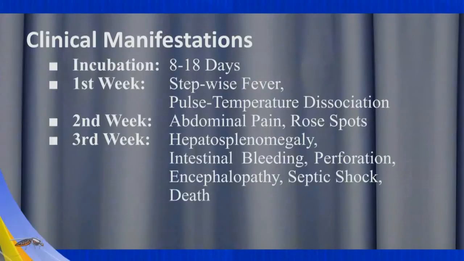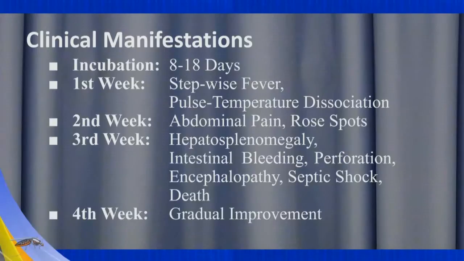During the third week, disease severity reaches its peak as the bacteria disseminate from their point of entry in the ileum to Peyer's patches, or lymph node nodules in the ileum, to the liver, spleen, gallbladder, and bone marrow, which can result in hepatosplenomegaly, intestinal bleeding, and perforation. In extreme cases, encephalopathy, septic shock, and death may occur.